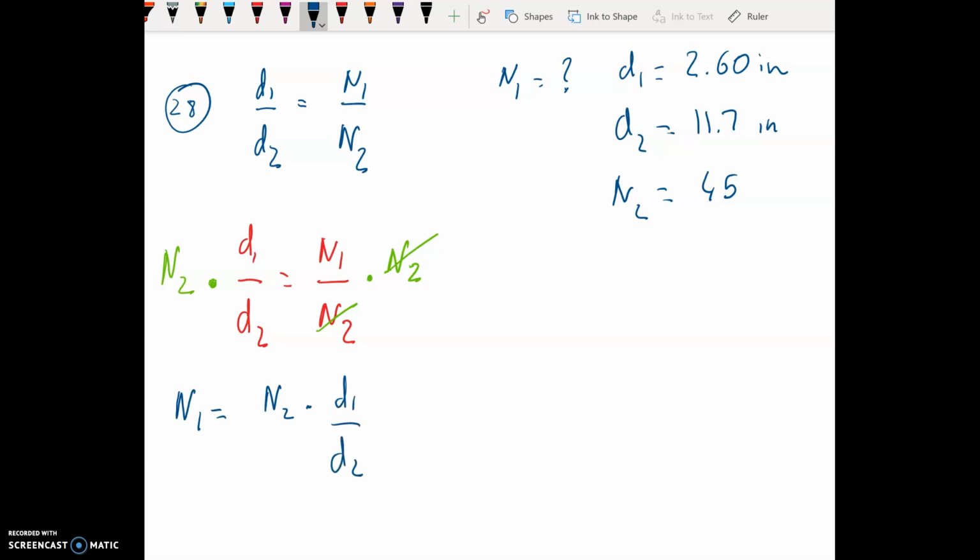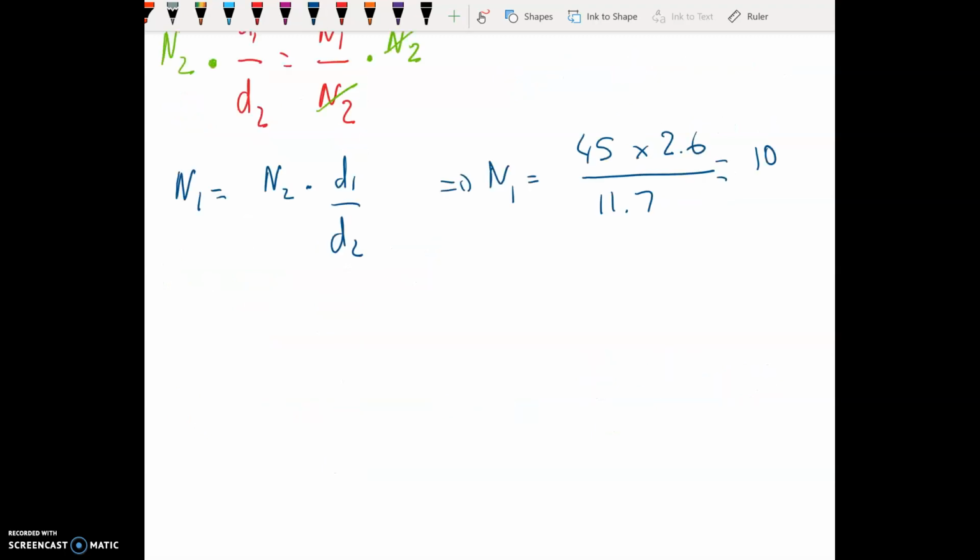If I substitute the values of N2, D1, and D2 in this formula, I end up with N1 equal to 45 multiplied by 2.6 divided by 11.7. And the answer is going to be 10. If I want to find the gear ratio, which is N2 divided by N1, I will have to do 45 divided by 10, and the gear ratio will be 4.5.